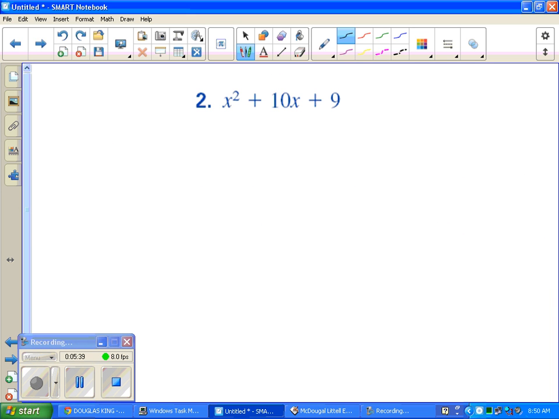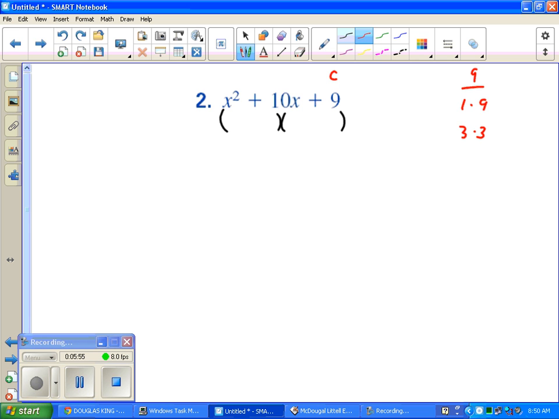Number 2 says x squared plus 10x plus 9. First thing you do, put yourself a set of parentheses. Then we're going to factor out the c value. Remember, the c value is 9. There are fewer factors here. 1 times 9 and 3 times 3. Those are the only ones that work.